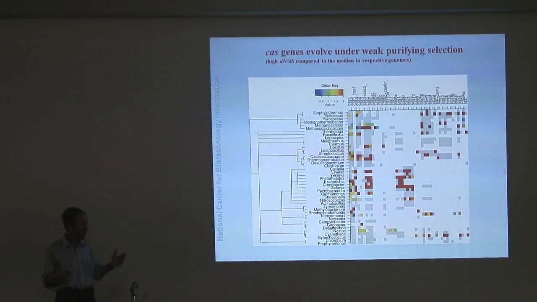They found that compared to other genes in their respective groups of genomes, the Cas genes are subject to very weak purifying selection.